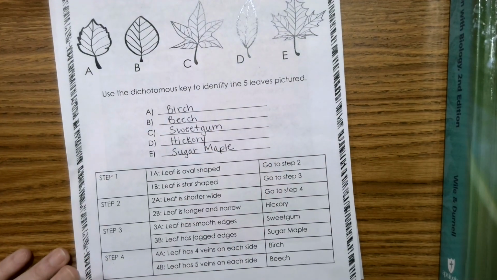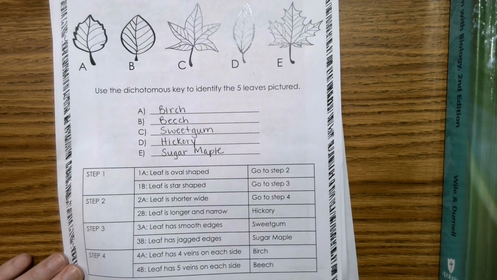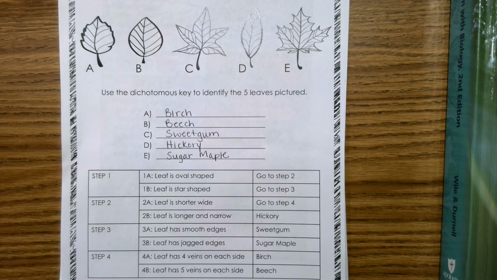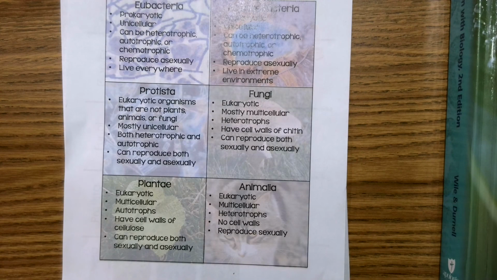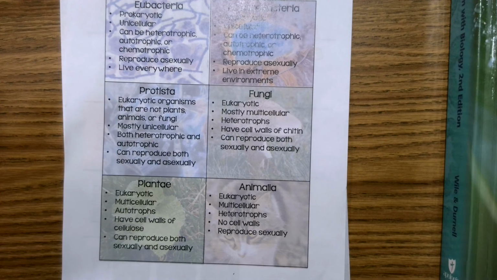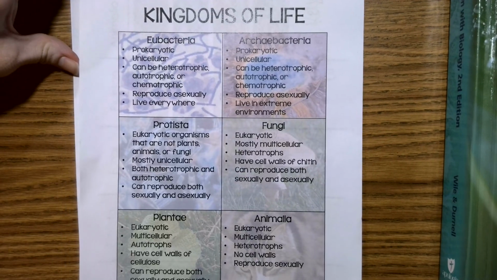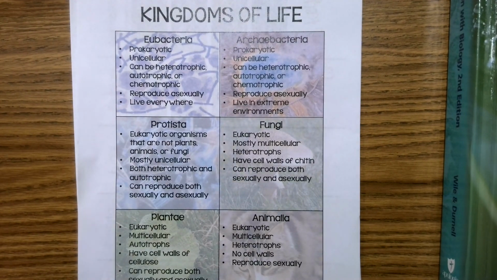Okay, again, this is a simplified dichotomous key. And before we can get to some of the more advanced ones, we need to go back and review some things. All right, one of the things we need to review is the kingdoms of life. I sent this document home in your animal kingdom folders.